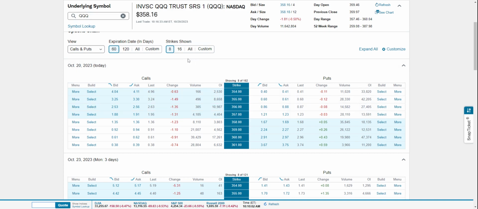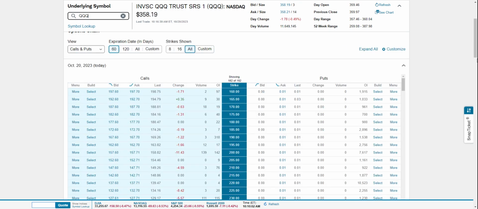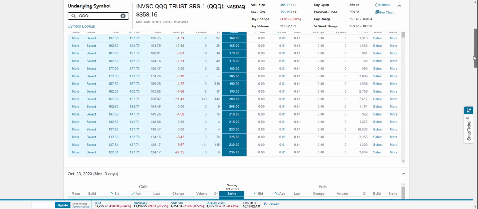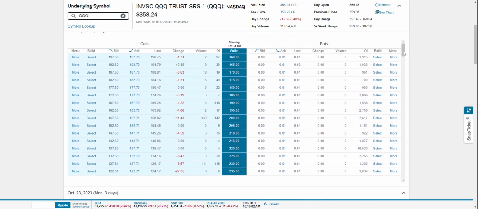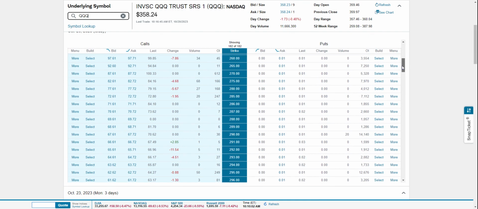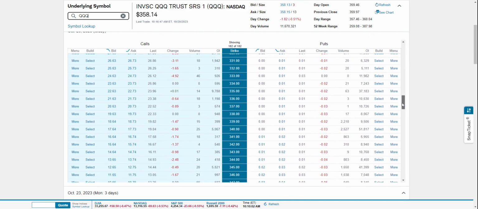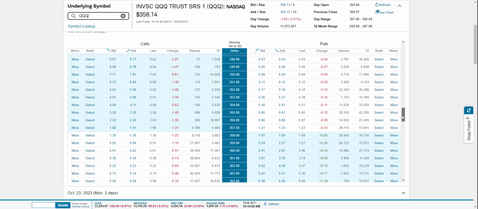In fact, I'm going to expand this strike price range. I'm going to put all. So now you see a wider selection. And then of course, you can scroll up and down. I'm going to scroll toward the area that we were looking at earlier.